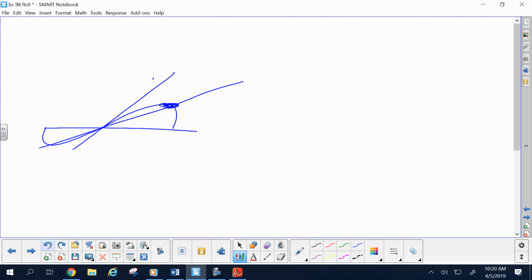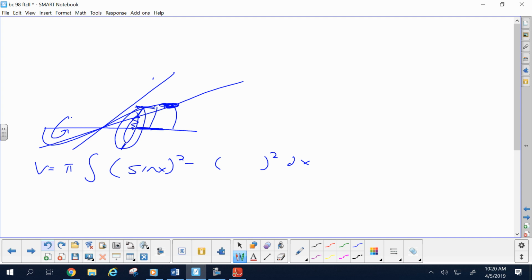In B, they say it's revolved around the x-axis. So if you revolve this around the x-axis, you could use x or y here, but if you use x, you get a washer, right? So the volume is pi, the integral of big R squared minus little r squared. What's big R? The upper is the sine curve and the lower is 0. And what's little r? The line. Okay, and they give you the intersections.